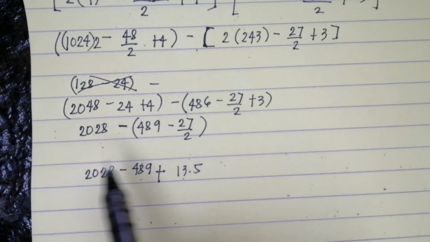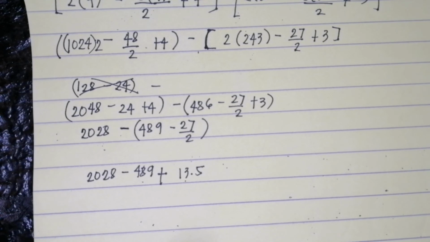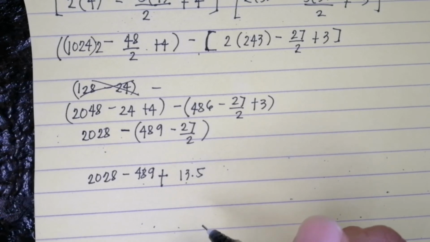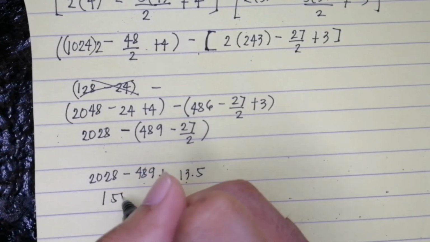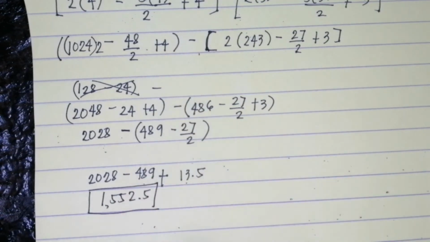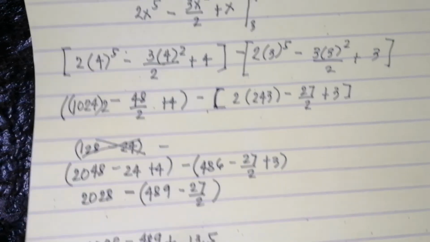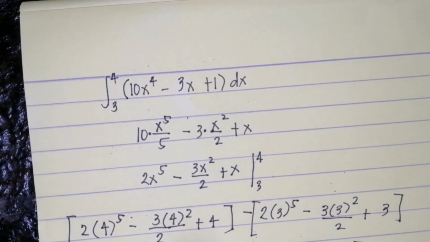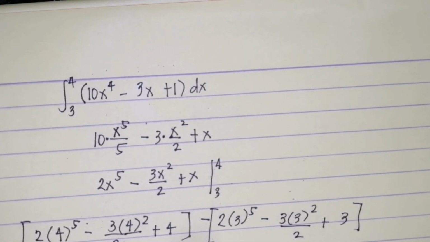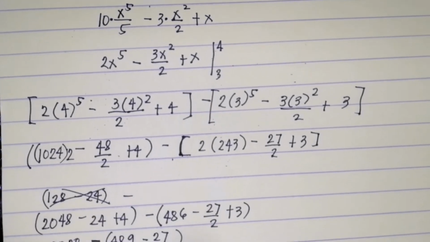So, we continue. Simplify na lang natin yan so that we get to know the final answer. So, 2,028 minus 489 will give us 1,539 plus 13.5, and that is 1,552.5. This is our answer to the given problem. Meaning to say, this is the definite integral of the given problem, which is 10x raised to 4 minus 3x plus 1 with respect to x from 3 to 4. Okay, so ito yung magiging sagot natin, itong 1,552.